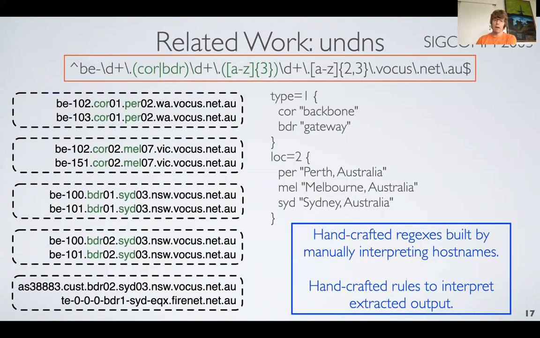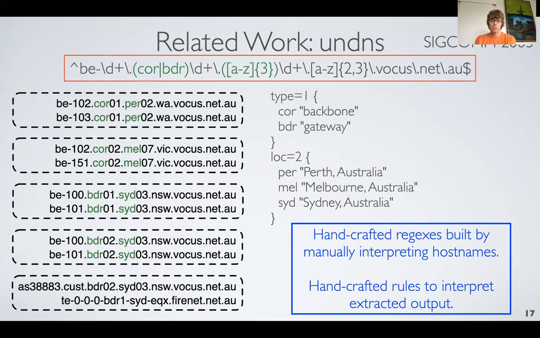So there has been related work that has used hostname information to reason about routers. The first piece of work is the UnDNS piece of work. What that broadly did was the authors handcrafted regular expressions through manual interpretation of host names. And they would identify the meaning of different components of a hostname string. So for example, that first regular expression up the top of the slide extracts the type of the router, whether it's a backbone or a gateway router, as well as the location.